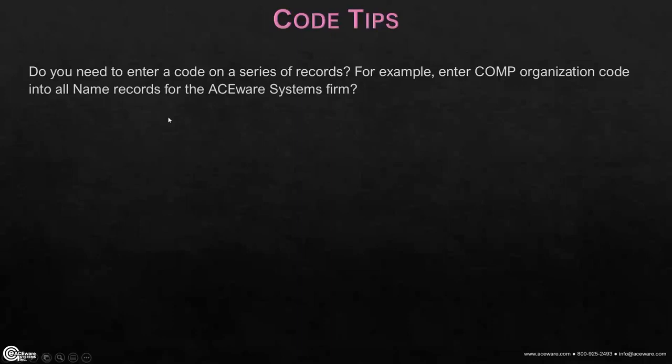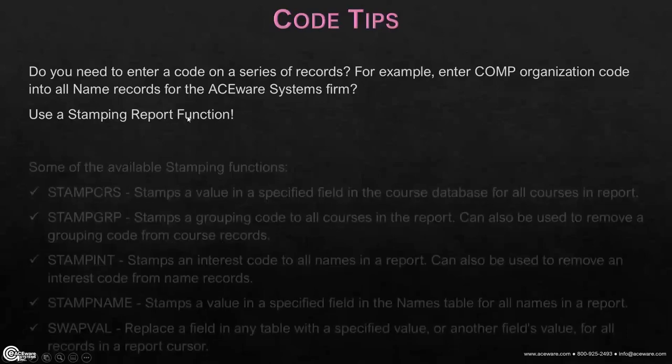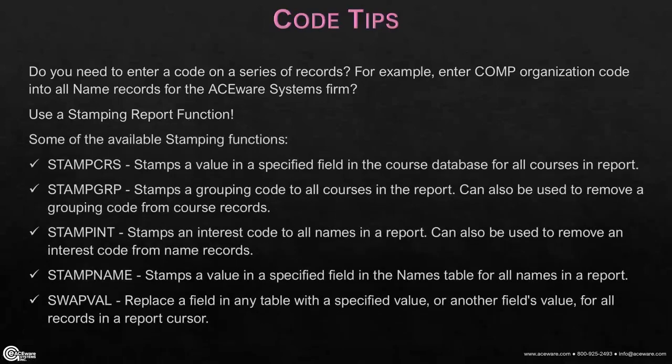Code tips. Again, if you have to backload a bunch of codes, you need to put a code on a series of records that are already in the system, you can use a stamp function in the report functions. You take a report, add this function on, and when you modify that report, you'll have the option to type in a code that this report would act on. You run a query for the records that you want coded, and the report at the conclusion asks, do you want me to add this value to this code field for all of these records, yes or no, and it does that. Consider it a massive find and replace option.